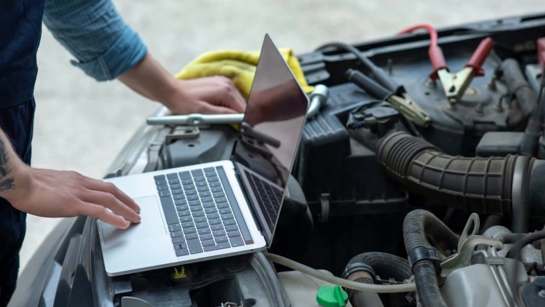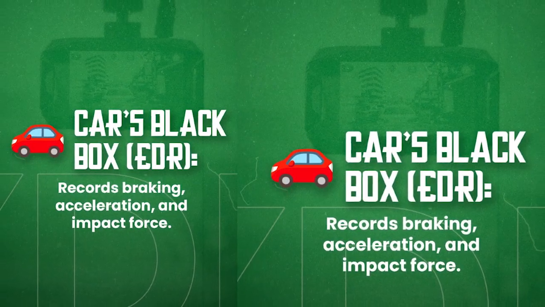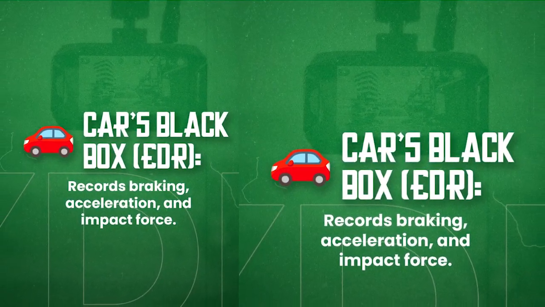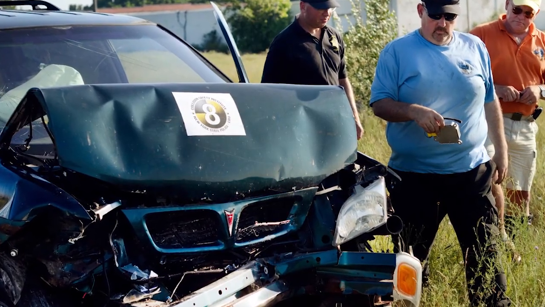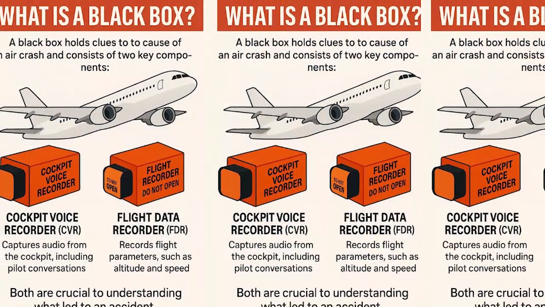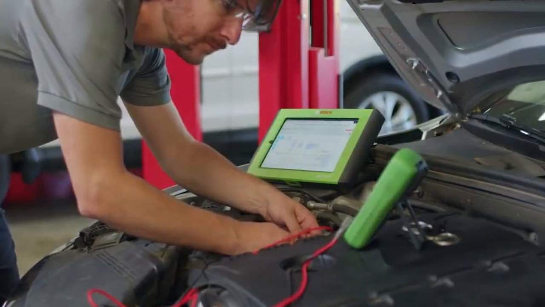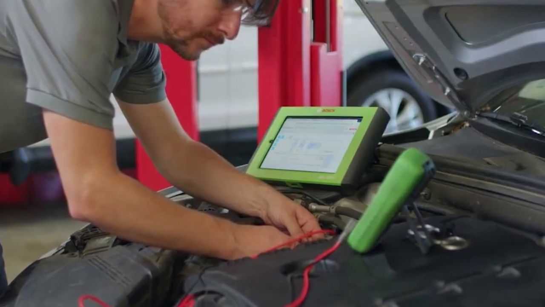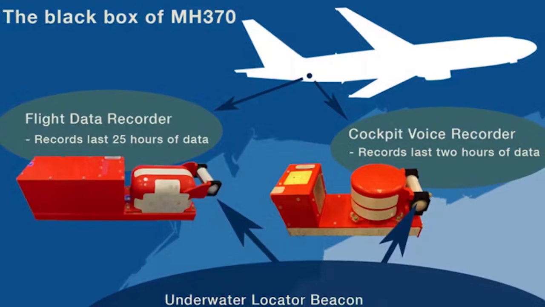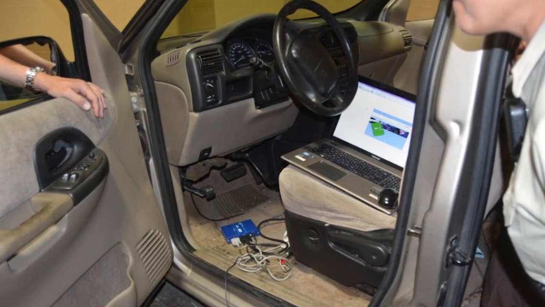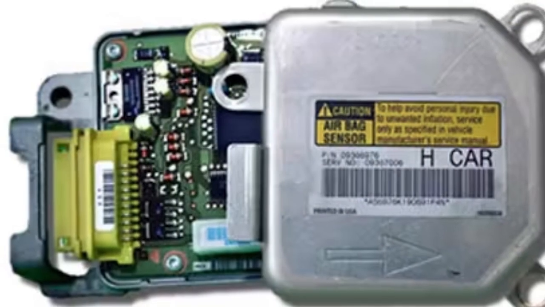Now, why does this matter in car accident cases? Because in legal disputes, there are often conflicting stories about what caused the crash. One driver might claim they had the green light, while the other says the opposite. Someone might insist they were driving within the speed limit, when in fact the black box data shows otherwise. The black box provides an objective, technical record that doesn't rely on human memory or perception. For accident investigators, insurance companies, and attorneys, this data can be a game changer.